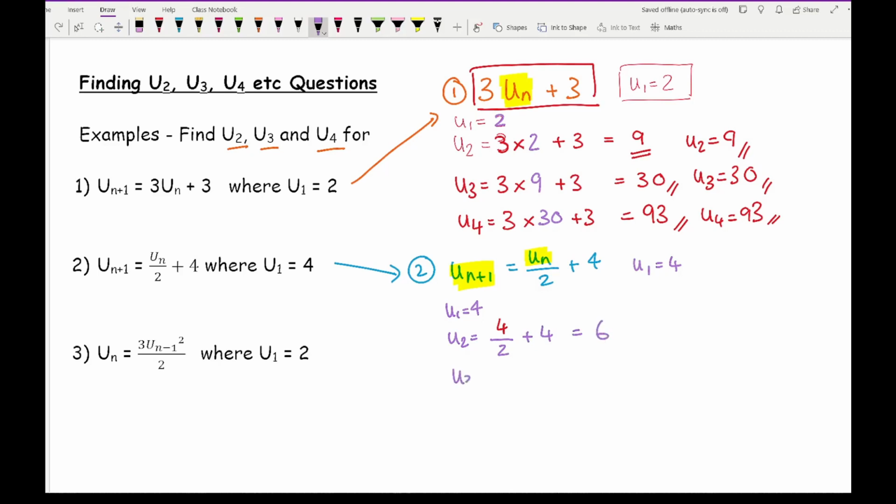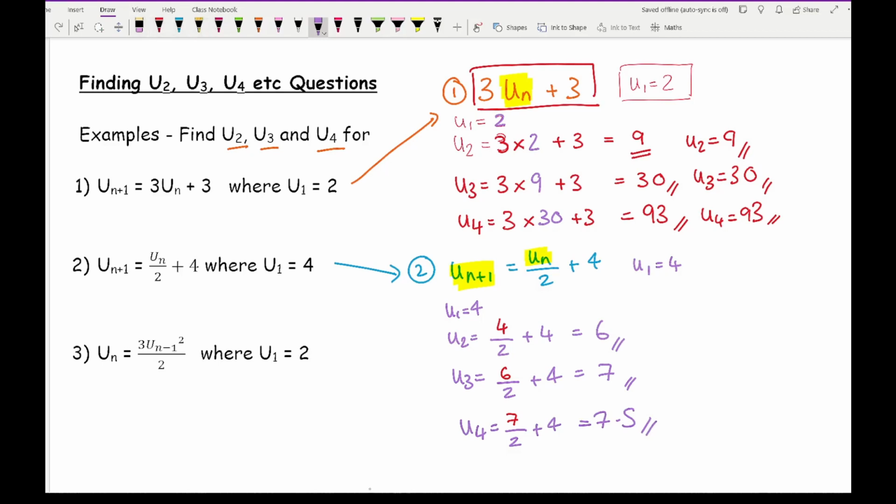So then to find u3, I substitute the previous value, which is 6 this time. I divide that by 2, and then add 4. So 6 divided by 2 is 3, plus 4 is 7. Then to find u4, I take the previous term, which is 7, and I then divide that by 2, plus 4, so that's 3.5 plus 4, which equals 7.5. So there's my u2 value, there's my u3 value, and there is my u4 value.